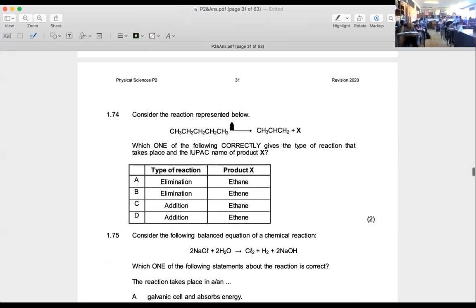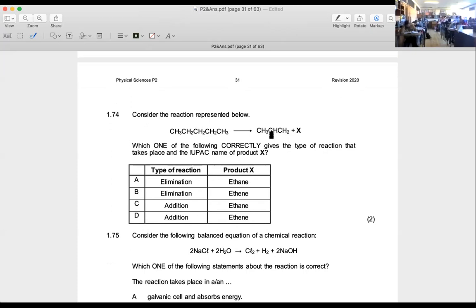Consider the reaction represented below. C3H8 is obviously an alkane, and it goes to form C3H6. When I see an H2 by itself and a double bond, CH2 plus X. So what did I just say? We start with one thing, we end with two. This must be an elimination reaction, or it could be cracking maybe.